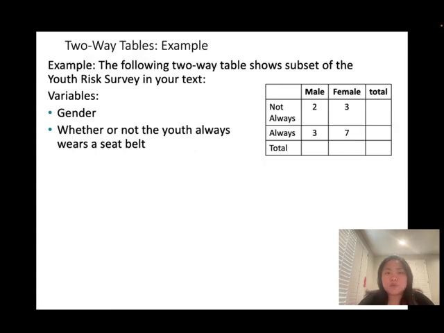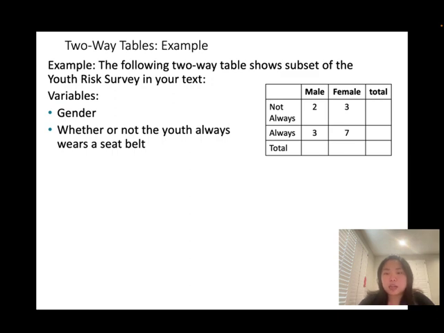The following two-way table shows a subset of the youth survey. So you can see this is called the two-way table. The first row here is one of the variables, the gender. We have the male and the female. Then look at the first column. This is the second variable: whether or not the youth always wears a seatbelt.